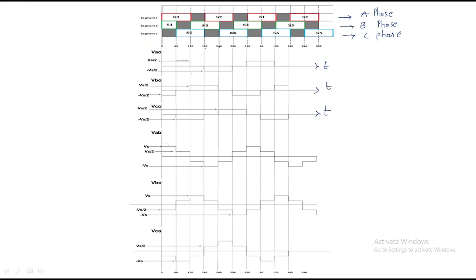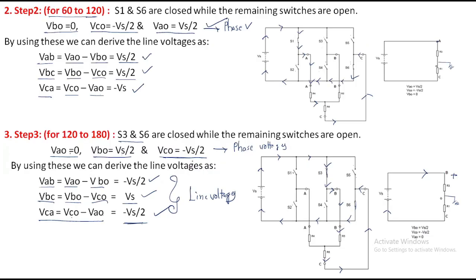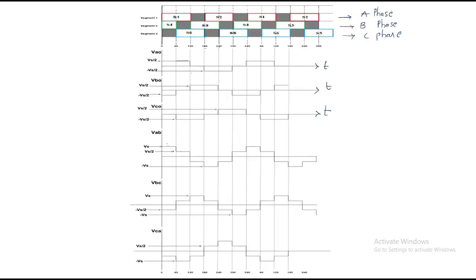For 60 to 120 we have Vs by 2. And for 120 to 180, VAB is minus Vs by 2. By using these line voltages, if you draw VAB, this is the waveform you will get. For VBC also, this is the waveform we will get. For VCA also, look at this waveform.